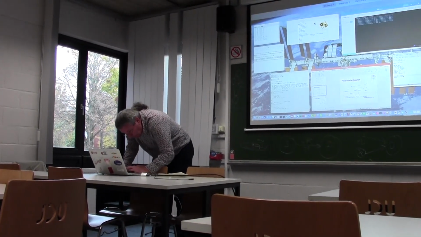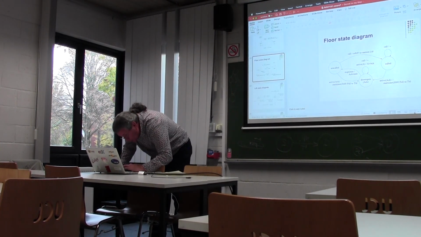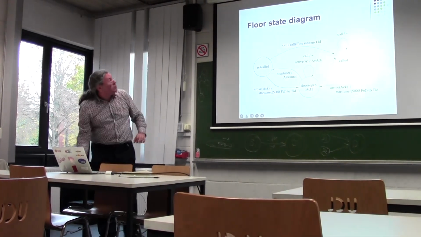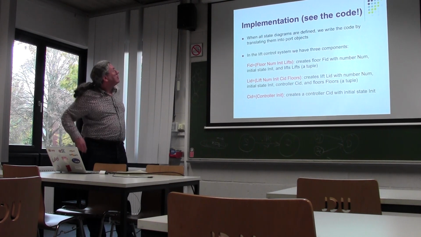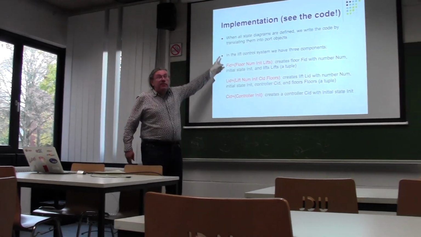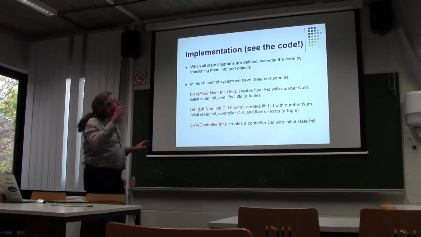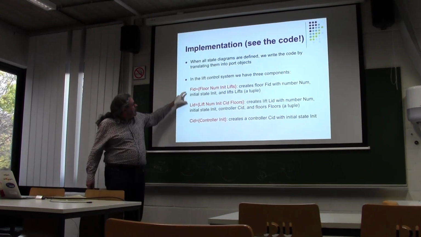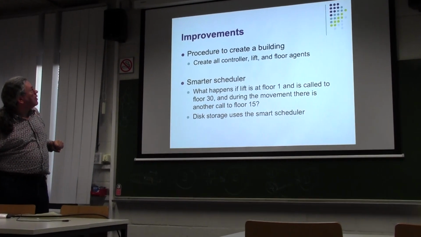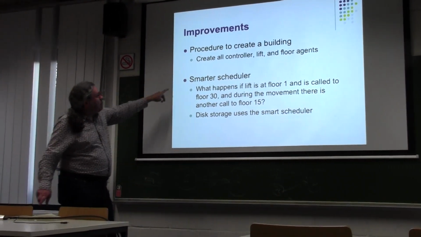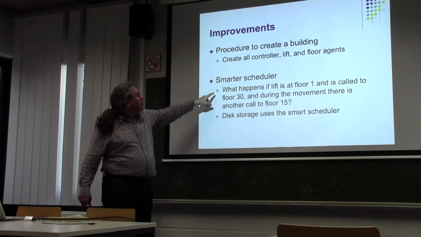So you see the kind of thing that we can do here. Let me go back. So we can do tests now. We have the state diagrams, we write the code, and we translate them into port objects. So we have 3 kinds of components, and we can do certain kinds of improvements. We can have, for example, a smarter scheduler. This is what I mentioned, the elevator scheduler.